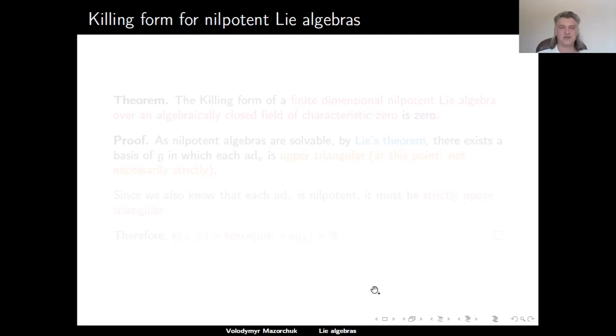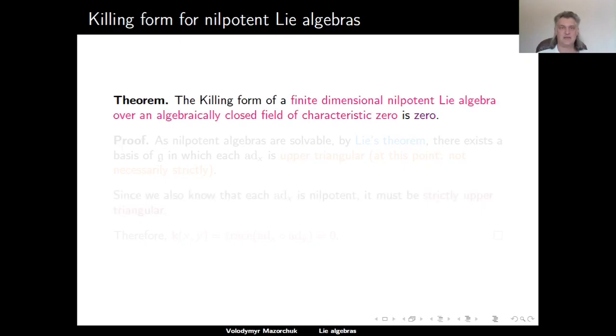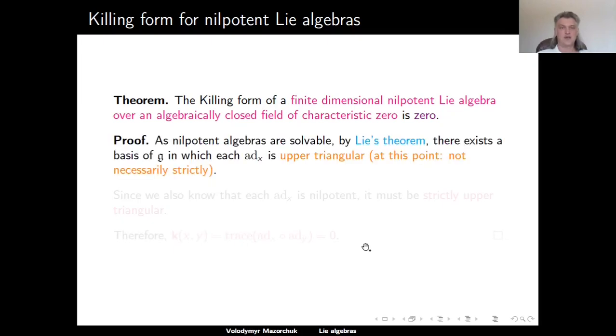Our next observation is the computation of the Killing form for nilpotent Lie algebras. Theorem. The Killing form of a finite-dimensional nilpotent Lie algebra over an algebraically closed field of characteristic 0 is identically 0. Proof. We know that all nilpotent Lie algebras are solvable. So since we work over an algebraically closed field of characteristic 0, we can apply Lie's theorem and deduce that the algebra G has a basis with respect to which each adjoint operator ad x is upper triangular. At this point of the proof, not necessarily strictly upper triangular, just upper triangular.